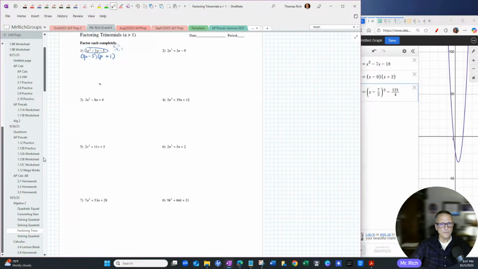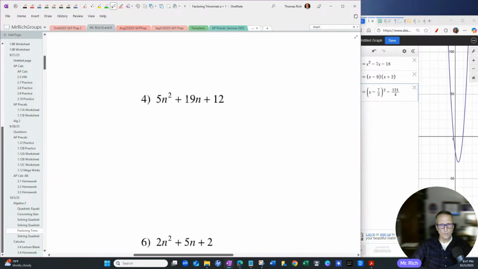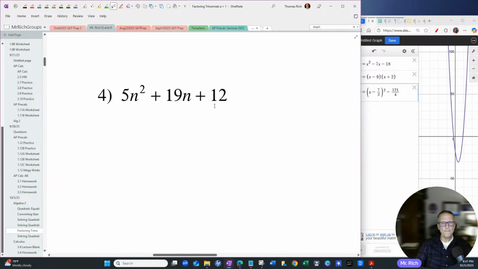All right, so here's going to be my last thing to show you tonight. I want to remind you of a way to factor quadratics that have a leading coefficient other than 1. And I'm going to show you a method called the AC method. And here is the AC method.